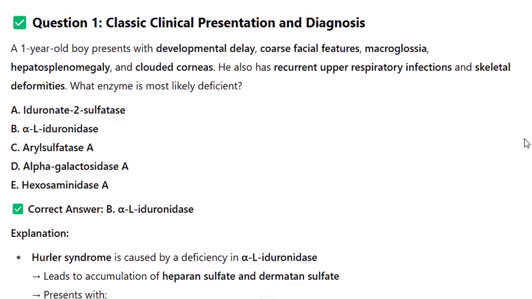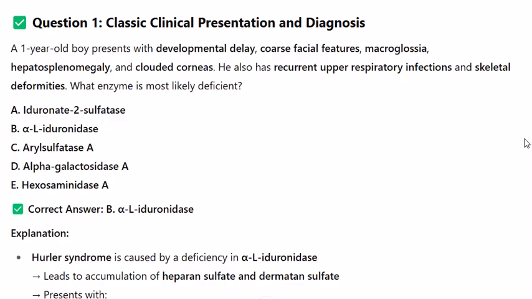A 1-year-old boy presents with developmental delay, coarse facial features, macroglossia, hepatosplenomegaly, and clouded corneas. He also has recurrent upper respiratory infections and skeletal deformities. What enzyme is most likely deficient? A. Iduronate 2 sulfatase, B. alpha-L-iduronidase, C. Arylsulfatase A, D. Alpha-galactosidase A, E. Hexosaminidase A.